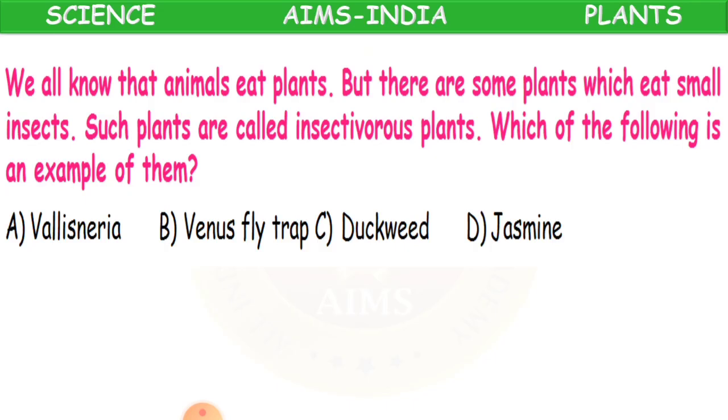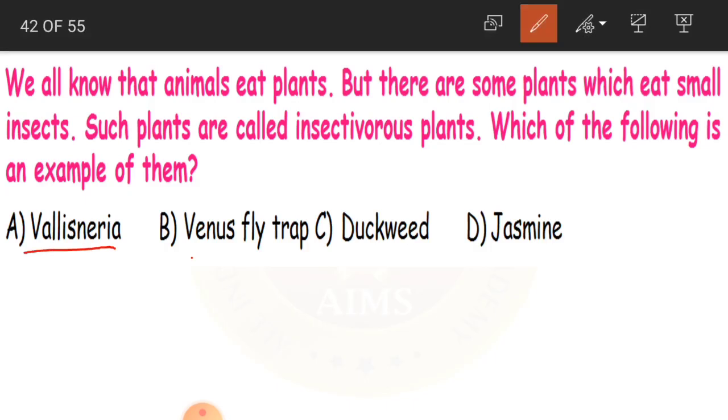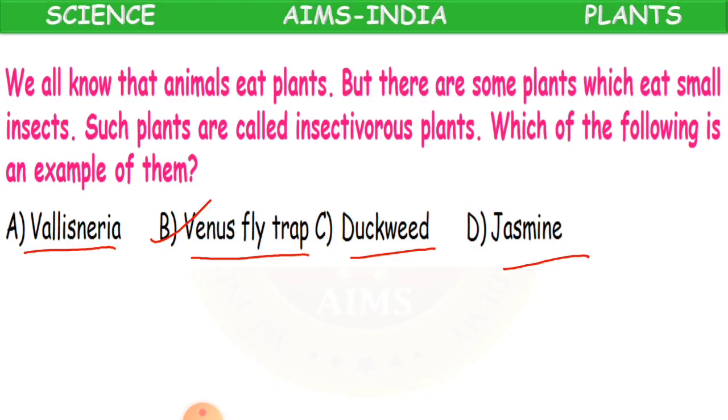We all know that animals eat plants, but there are some plants which eat small insects. Such plants are called insectivorous plants. Which of the following is an example of them? Is it Vallisneria, Venus flytrap, duckweed or jasmine? So we know about the insectivorous plants, no, children? What are those plants which eat small insects? So which is an example of such a type of plant? And the answer is B option, that is Venus flytrap.